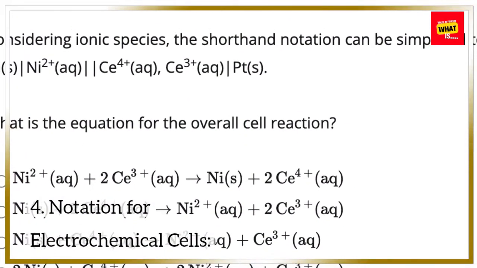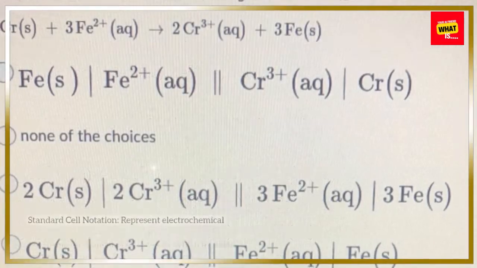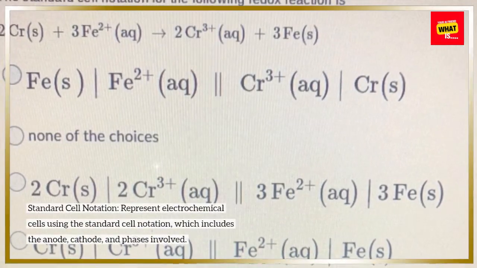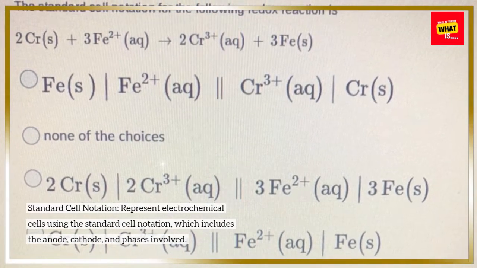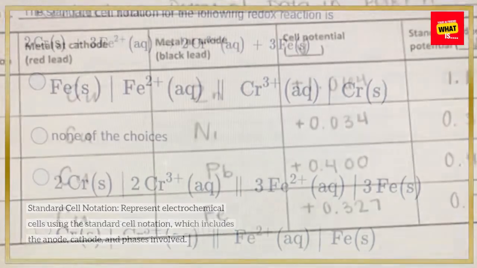4. Notation for electrochemical cells. Standard cell notation. Represent electrochemical cells using the standard cell notation, which includes the anode, cathode, and phases involved.